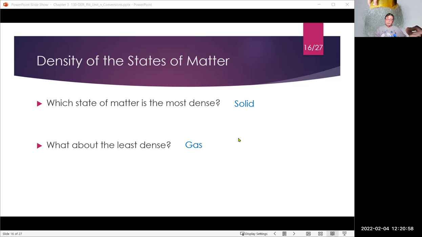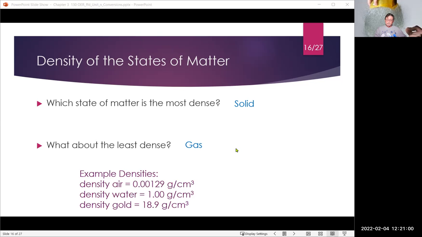The state of matter which would be least dense are the gases, and you can see here some density values, that the density of air, how small that is as compared to, say, the density of gold at about 19 grams per cubic centimeter or milliliter. Most metals are pretty high like that. Okay. And then the density of water is our little kind of benchmark.